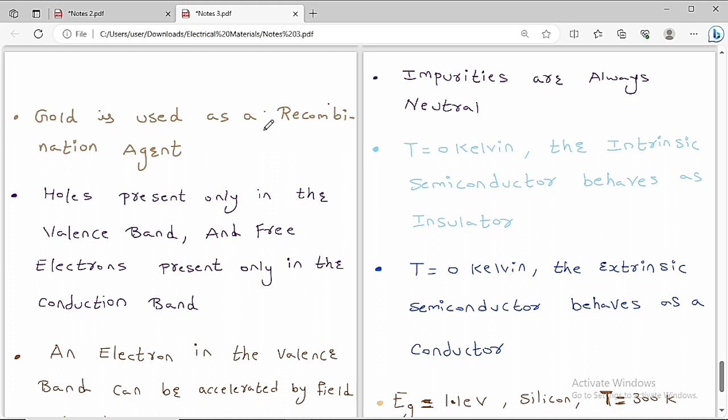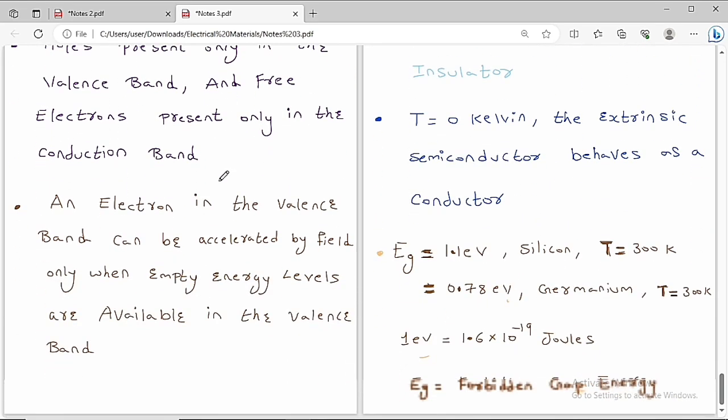The next point is that holes are present only in the valence band, and free electrons are present only in the conduction band. This one I already told you. Whenever an electron goes from the valence band to the conduction band, only then is the hole, or the vacancy, located in the valence band. So definitely holes will be present only in the valence band. We will never see any hole in the conduction band. Always we will see holes only in the valence band, and the free electrons are present in the conduction band. Okay.